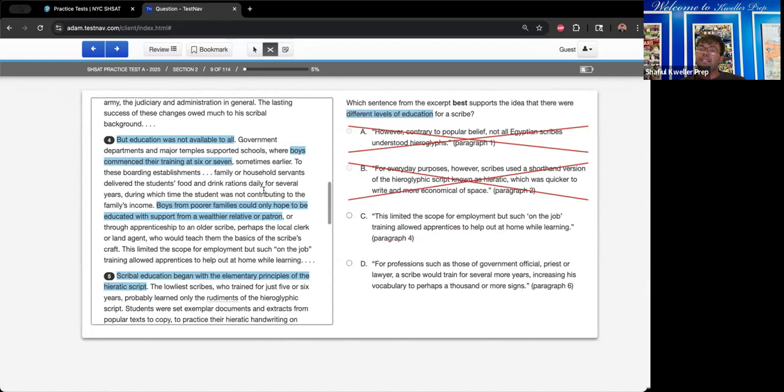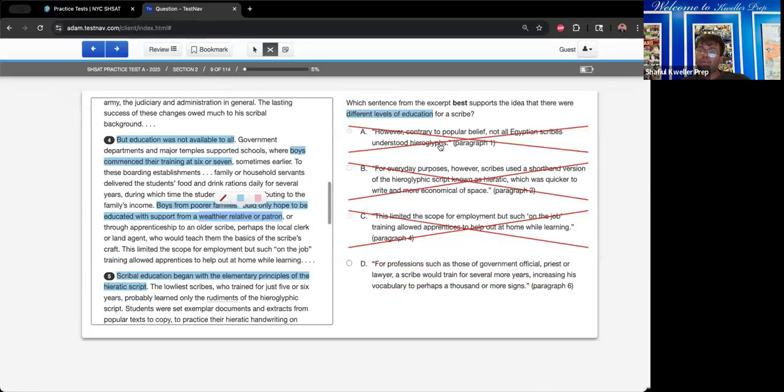This doesn't really tell me anything about the different levels of education. It only talks about this specific circumstance: if you were a boy from a poor home and you had this on-the-job training, like your wealthier relative or patron would help you out, then you can maybe help out at home. But this doesn't really tell us about different levels of education. The correct answer should be D, for professions such as government official, priest, or lawyer.